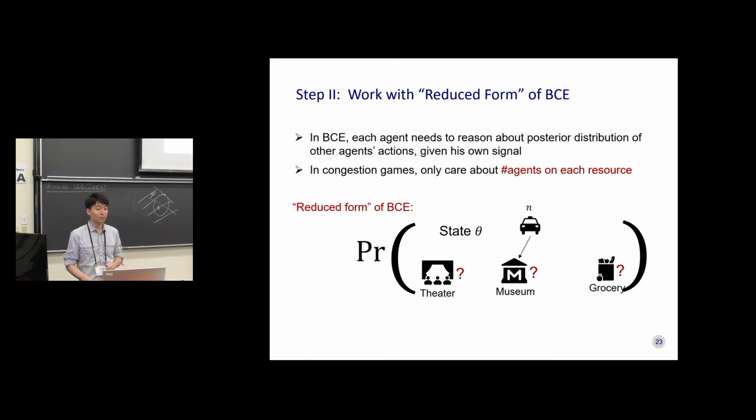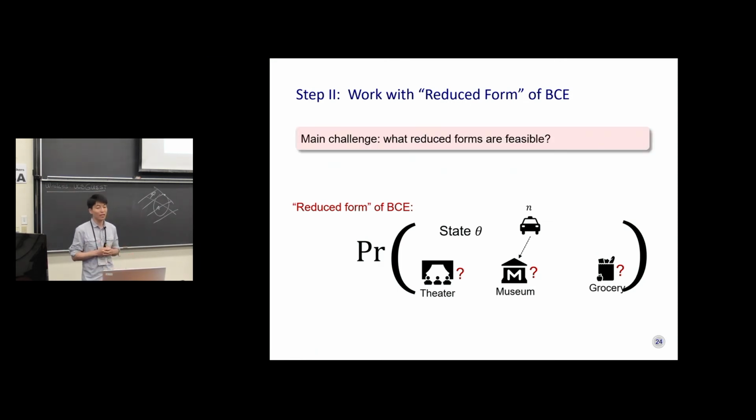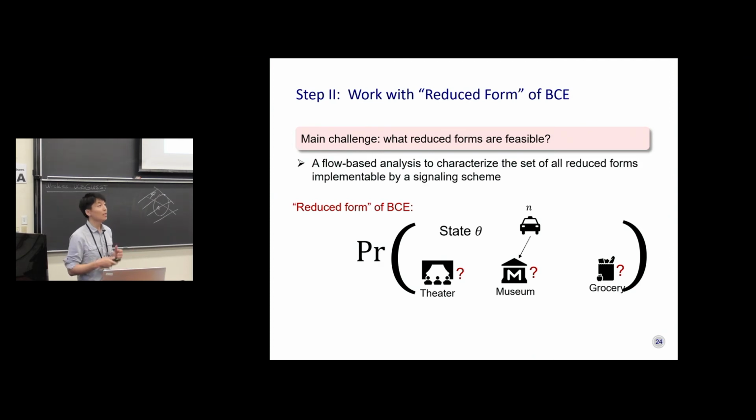That's the joint probability of everything here. The key technical challenge is that there are many possible vectors of this reduced form. Which of them are feasible? That is, which of them can be implemented by a signaling scheme? That's not clear ahead of time. So we designed a network flow-based analysis which can characterize the set of all reduced forms that can be implemented by a signaling scheme. And then we can optimize over those reduced forms.